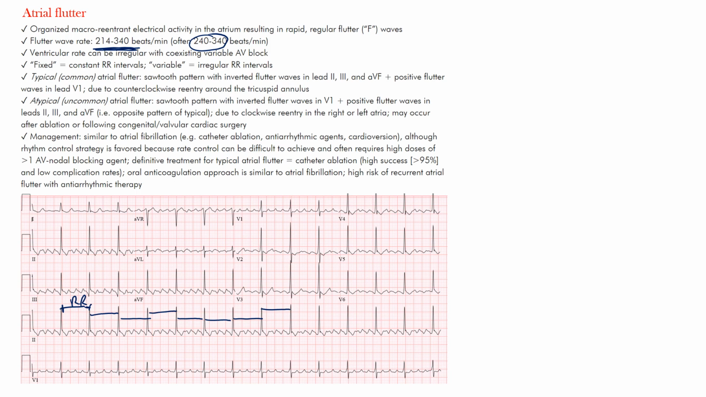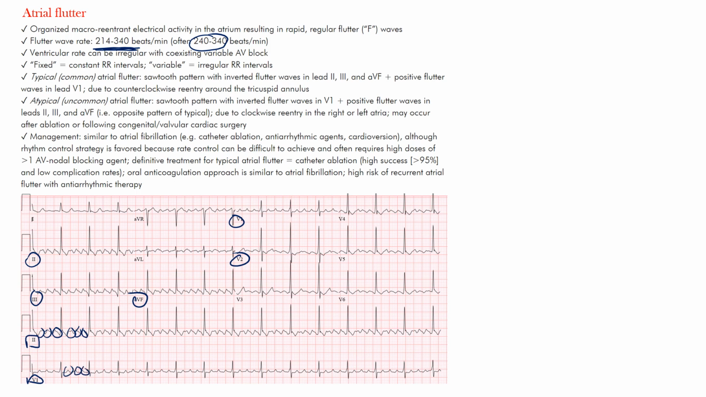Now we said that we'll see these regular flutter waves, okay? And where are those flutter waves that we're seeing? The best leads to look at are those inferior leads, so 2, 3, aVF, and V1 and V2 are often good ones as well. So if you look at the best ones here, we have these rhythm strips of lead 2 and V1, and notice that you have these flutter waves, okay. So these are all flutter waves, and then down here you have these upright flutter waves, okay.